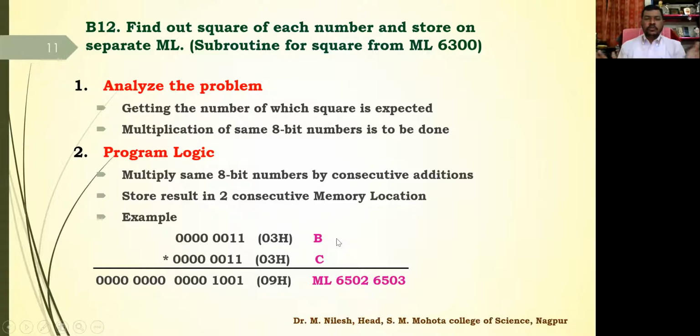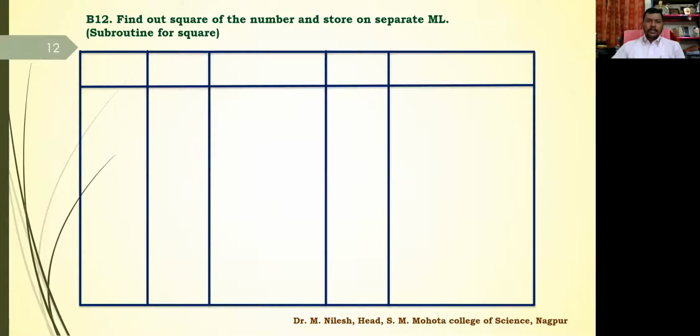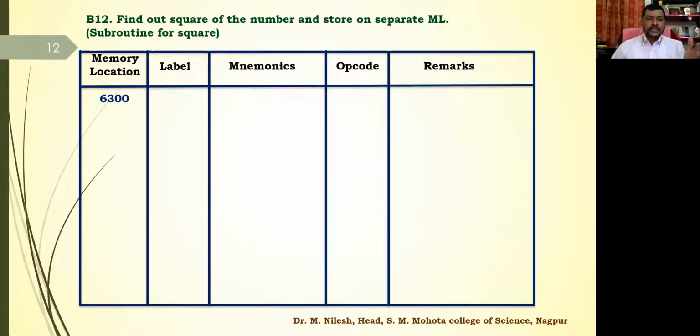So we will be writing two different programs, and we will be calling this subroutine in the main program. So first we will go to write the subroutine. Let us start with this. So the subroutine can be written like this. Since the data is in 6000, we have to use some other memory location for that. So we are using the memory location 6300 for the subroutine, and we are writing this subroutine from the address 6300.